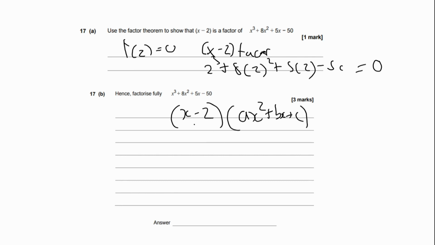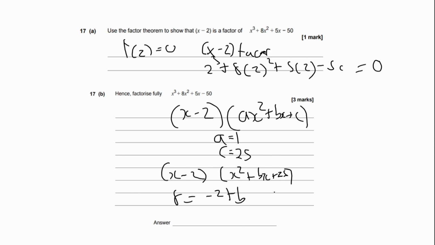Now, x times ax squared must give you x cubed, so obviously a must equal 1. Now, -2 times c must give you -50. Well, c must obviously equal 25. Now b, let's work this out. x minus 2 times x squared plus bx plus 25. You're going to have 8 equals -2 plus b. Add 2 to both sides, you're going to get b equals 10.